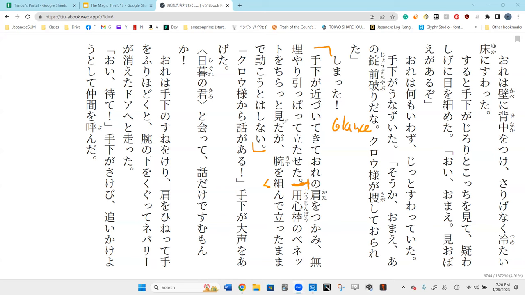Glance at Bennett, the bodyguard. Ude o kunde tatta mama de. The second sentence is describing Bennett, in case that's what's confusing you. Ude o kunde tatta mama de, ugokou to wa shinai. So in the second clause, the subject is the bodyguard Bennett.